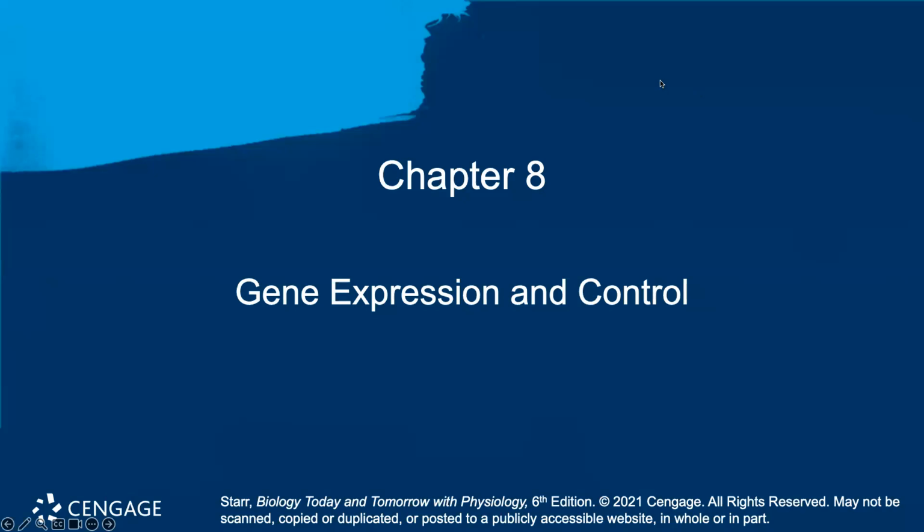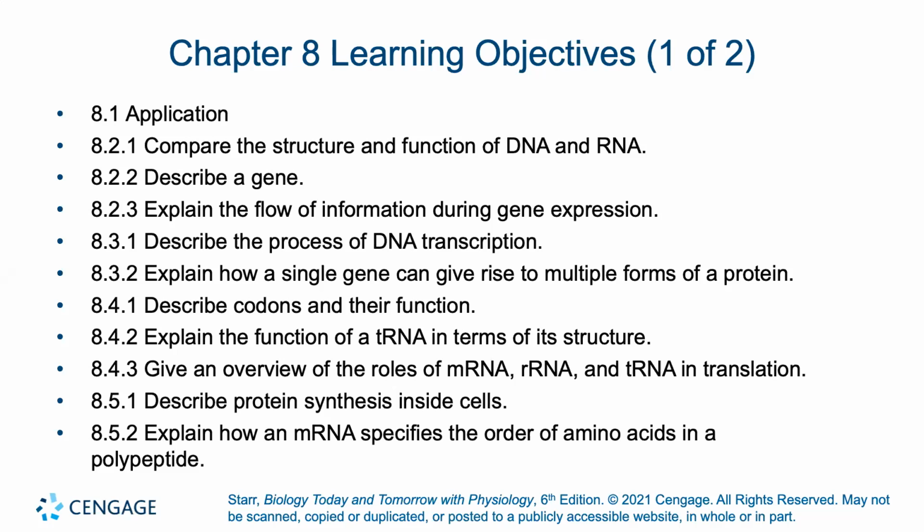Okay, welcome everybody. This is chapter 8 on gene expression and control. What we're going to address today is how the information molecule is used to produce the tools of life when and where the cell needs it. Remember that the tools of life are proteins, and the information for the tools of life is in information blocks in DNA called genes. So we're going to talk about what a gene is and how it's used.